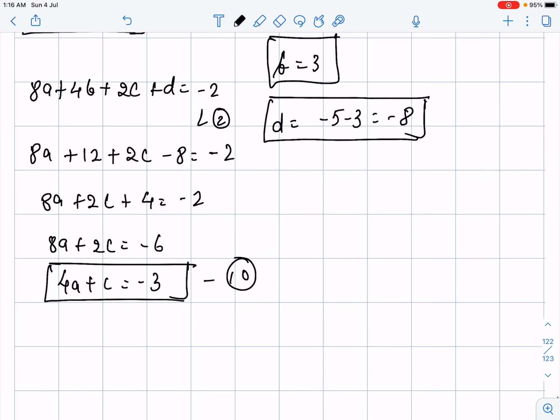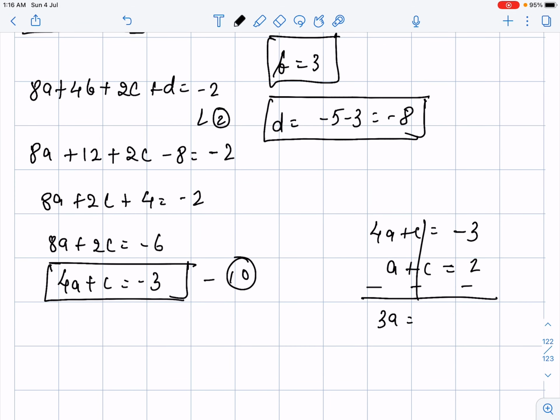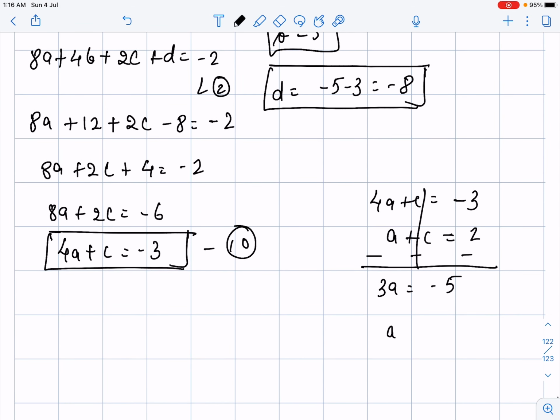Now solving the 9th and 10th equations, we get 4a plus c is equal to minus 3 and a plus c is equal to 2. Subtracting them, we get 3a is equal to minus 5 over here. So a is equal to minus 5 by 3. Hope you guys would have got my point.